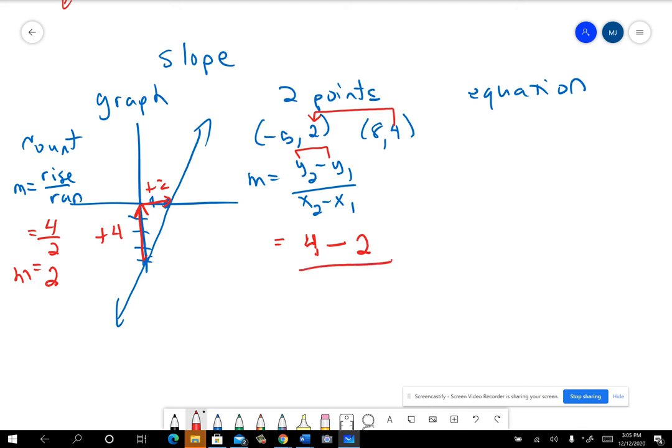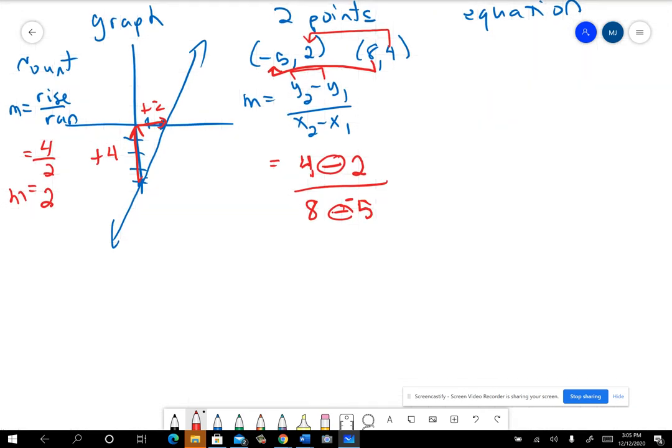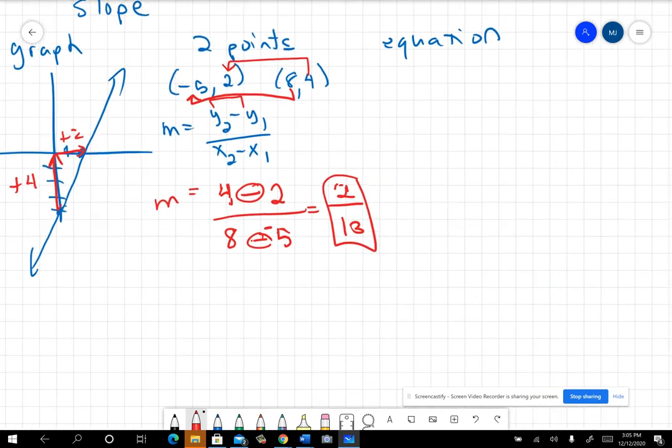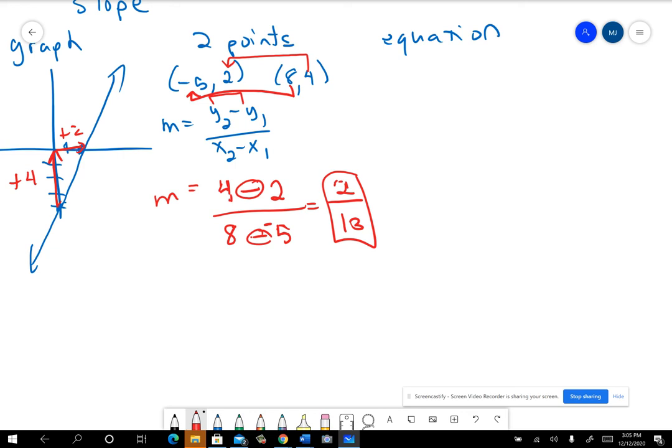Then when you come back down here to do your x's, make sure you start with that second point and do 8. But it's not -5. That would be incorrect. It's minus -5. These are part of the formula. And then the 5, that coordinate happened to be negative. So then you just simplify. This would be 2. This would be 13. So m would equal 2 over 13. Okay, 2/13.